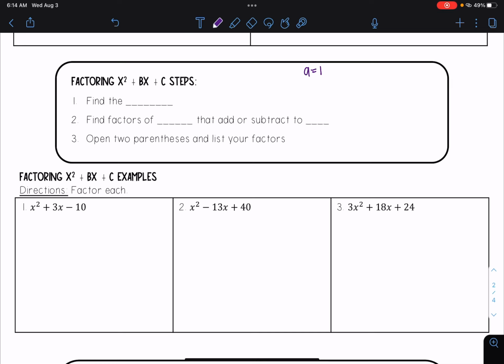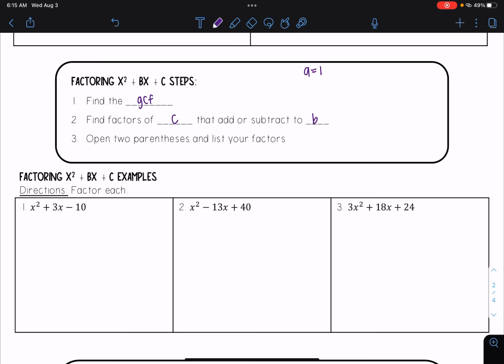First, we'll find the GCF if there is one, and factor that out in the very beginning. A lot of times this can make your problem easier when you go ahead and factor that out in the beginning. Second, we're going to find factors of c that add or subtract to b. So we're looking to see what things multiply to that last number, c, but also add or subtract to equal b. And then we're going to open 2 parentheses and list our factors.